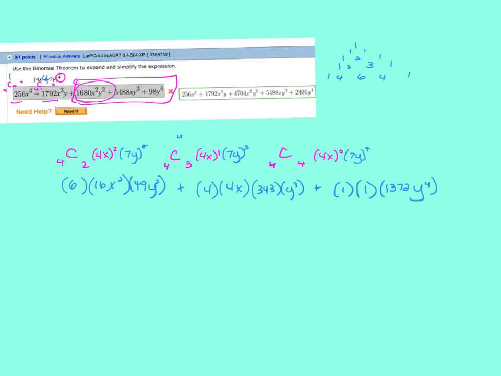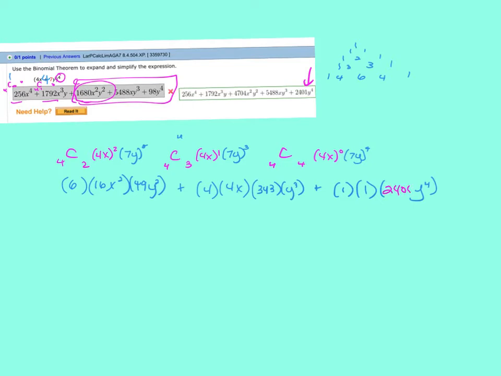Why does that last one say 2? Did I cut that off maybe? No. Oh, I wrote times 4. 7 to the fourth is 2401.